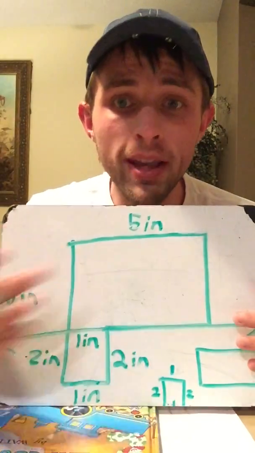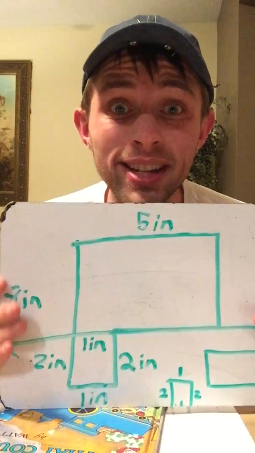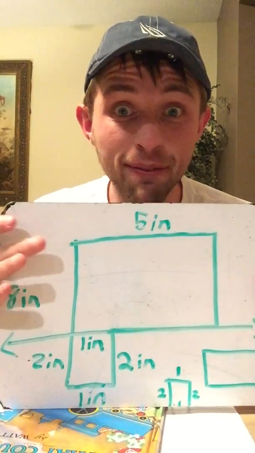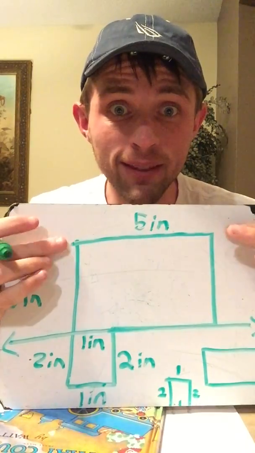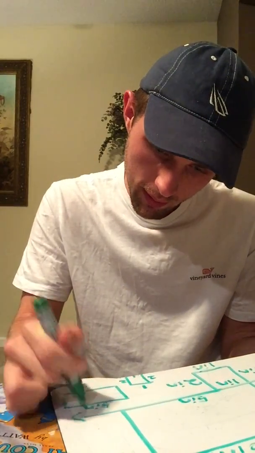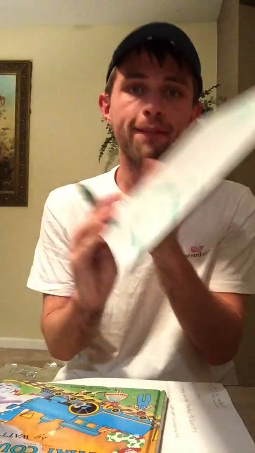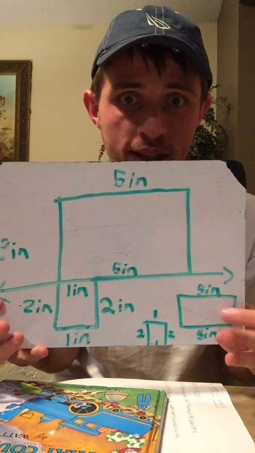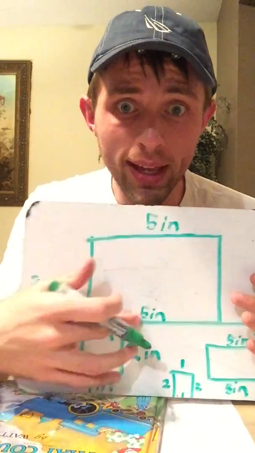Now, let's go up here. What dimension do I have for this shape? I have the width, right? The width is 5 inches. So I'm going to write 5 inches as my width. And notice how I put it down here on my separate shape too. 5 inches is the width.